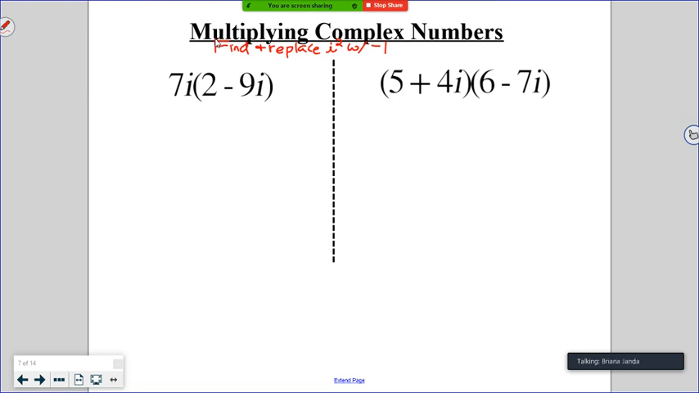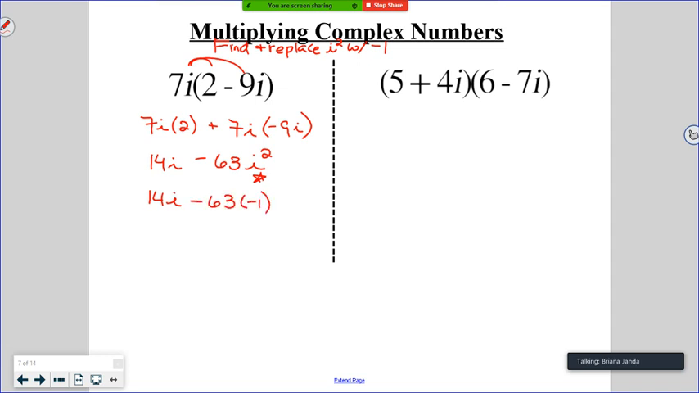So I start the same as I would have. I'm just distributing, so I'm going to take 7i times 2. I'm going to take 7i times -9i. I can multiply anything together, so even though these are not like terms, I can take 7i times 2 and get 14i. On this next one, 7 times -9 would be -63. I times I is I squared, and that's what we were talking about finding and replacing: I will not leave an I squared in my answer, as I will replace it with a -1.